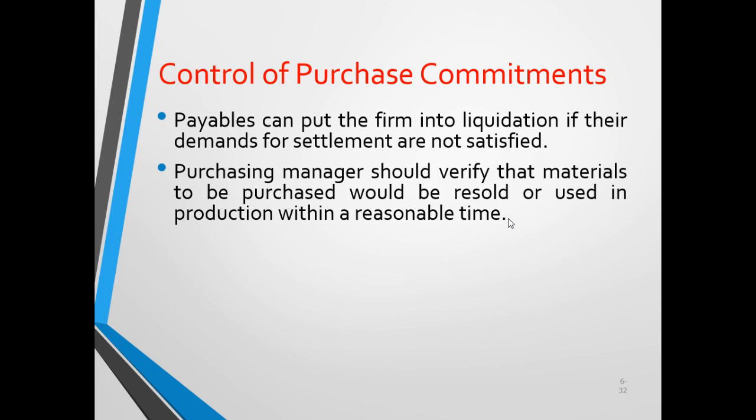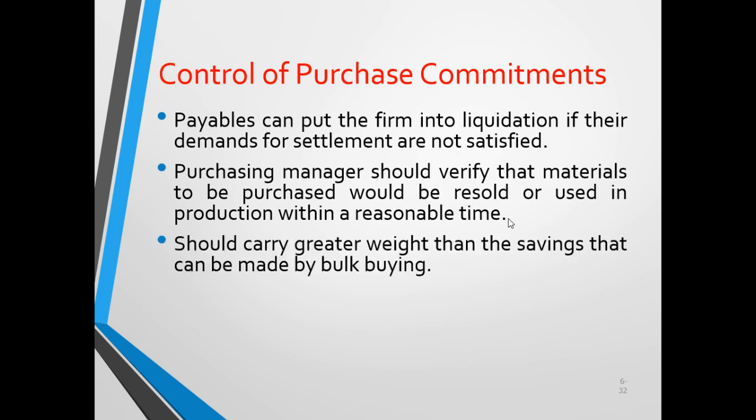Alright, so when you buy a product, when you buy a supply, you must be able to forecast how fast you are able to utilize those stocks. Whether in a week you can finish, or in a month you can use it, or whether it will take another 3 months or 6 months to use that particular product. So if you're able to forecast, then you need to check whether buying a large quantity is viable or just buying a small quantity should be sufficient. Should carry greater weight than the savings that can be made by bulk buying.